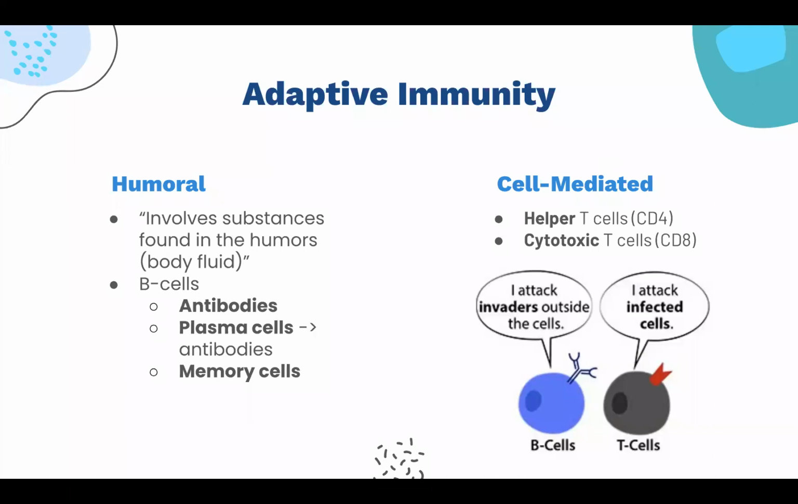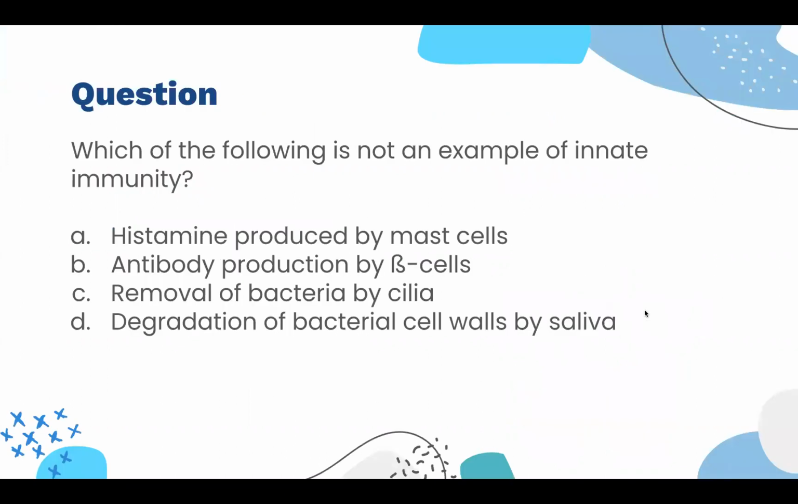Cell-mediated immunity involves 2 types of T cells, helper T cells or CD4 and cytotoxic T cells or CD8. I included this diagram to help you visualize the difference between the 2 types of immunity. The B cell will secrete antibodies to attack extracellular invaders, while T cells will cause cell death of infected cells. Okay, here's the question. You can type your answers in the chat when you're ready.